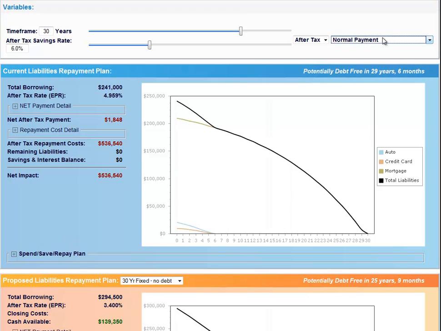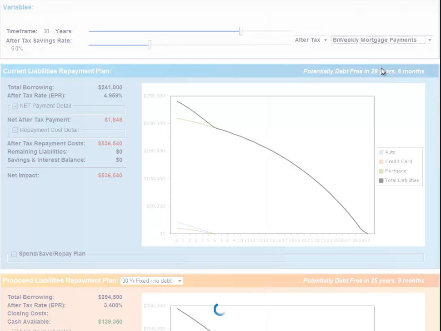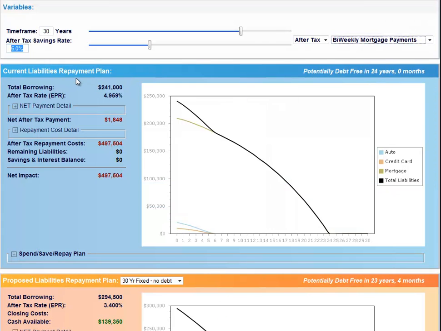If I pick a strategy up here, for example, say biweekly, then it's going to automatically convert and assume that I'm going to pay this current liability on a biweekly basis, and it immediately recalculates that I would be debt-free in 24 years, 0 months, and it shows me the impact of that debt strategy paying off in 24 years. It also shows me the net payment detail, and that stuff is changing as well. So I can see how much I'd spend over this 24 years to get debt-free.